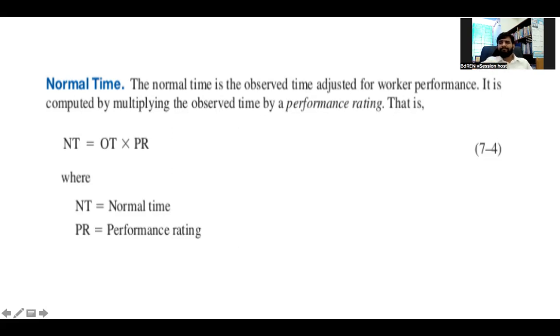Normal time means the average of your job multiplied by your performance rating. If your performance rating is 90%, multiply by 90%. If your performance rating is 110%, it means your performance is better than average, or better than expectation. So performance rating may be more than 100%, if your performance is exceptional, outstanding.